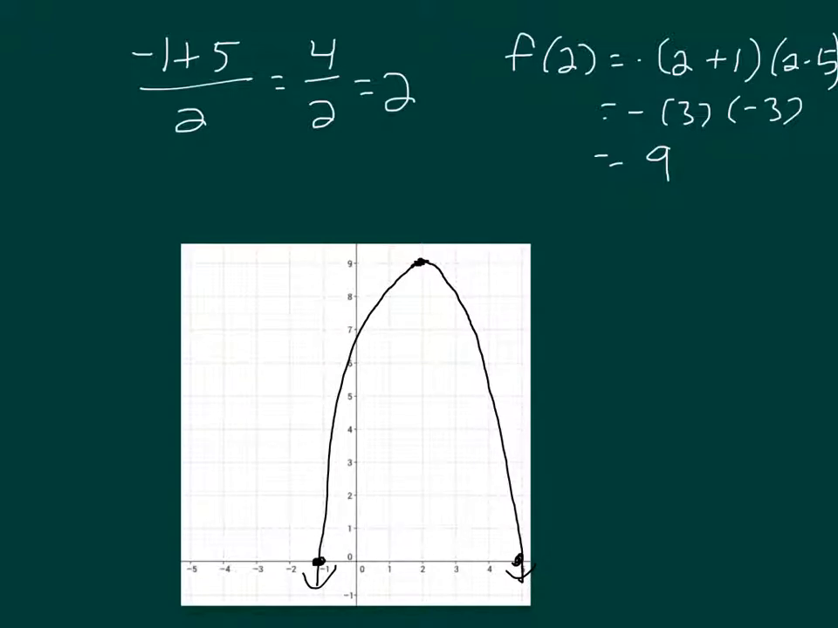That's even better than a sketch. We can see that it opens down because my lead coefficient was negative. It doesn't open any wider or more narrow than a standard y equals x squared, but that's all we would need. All right, hope this makes sense.